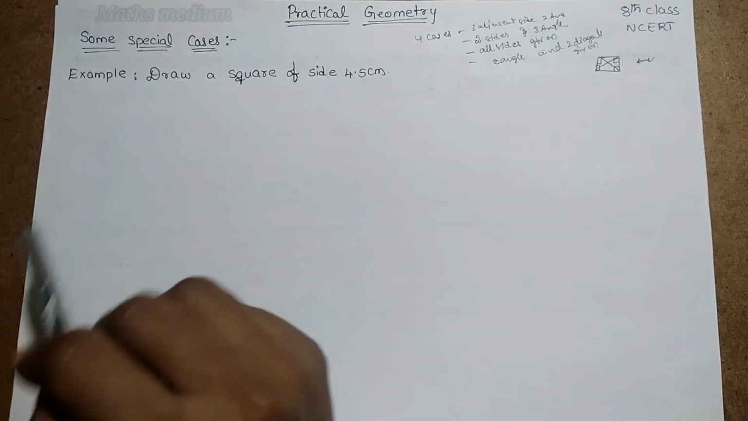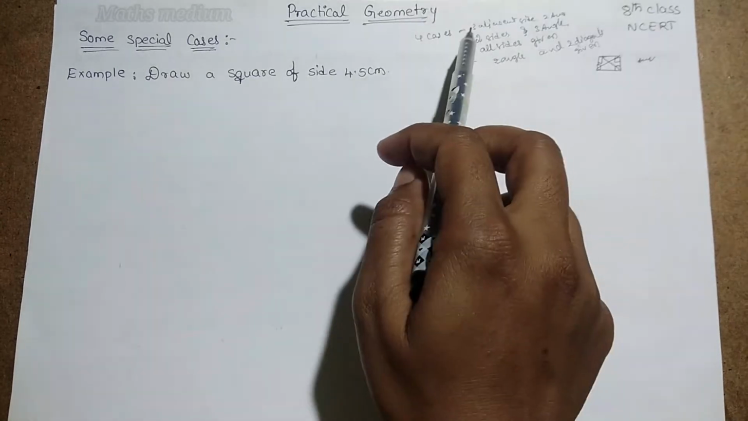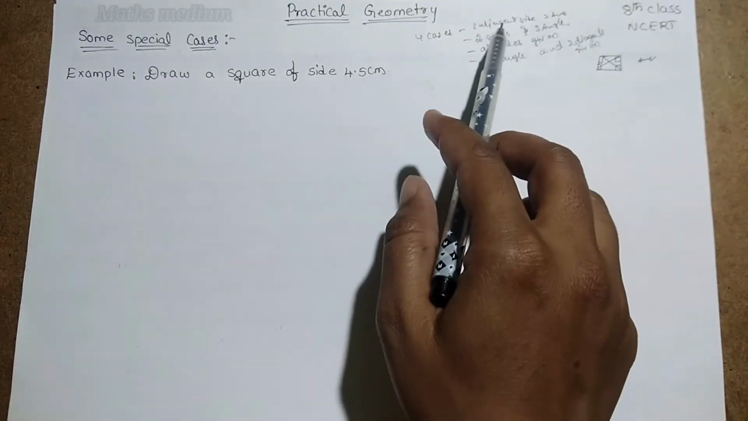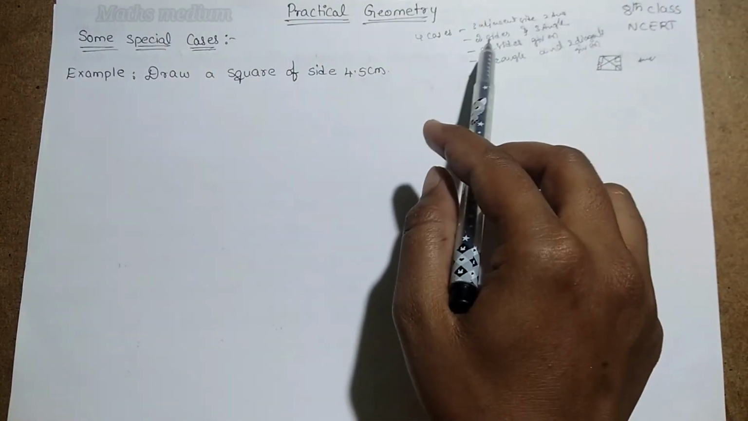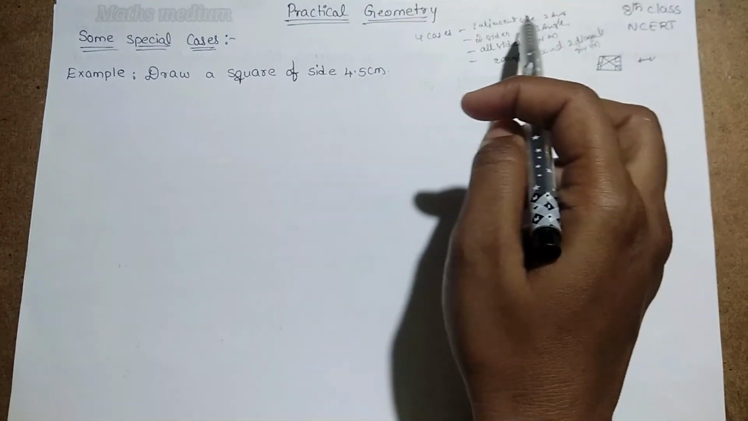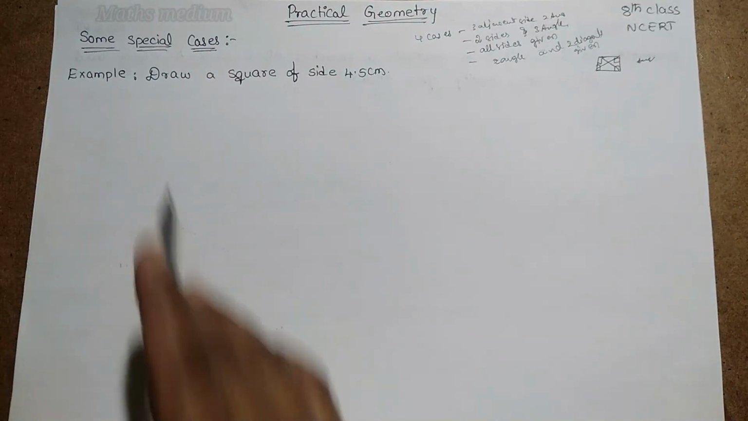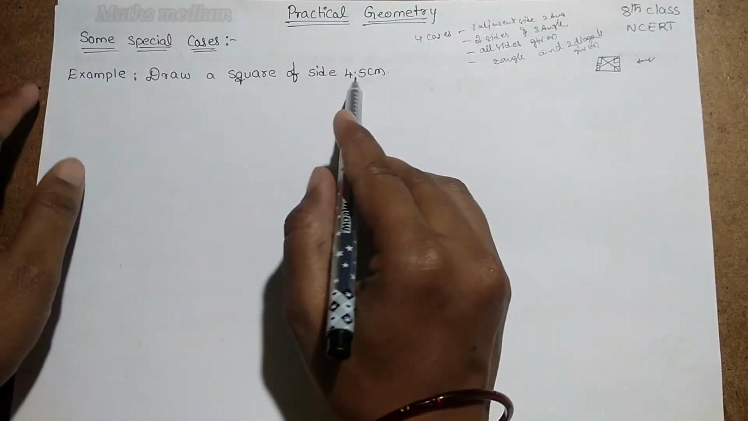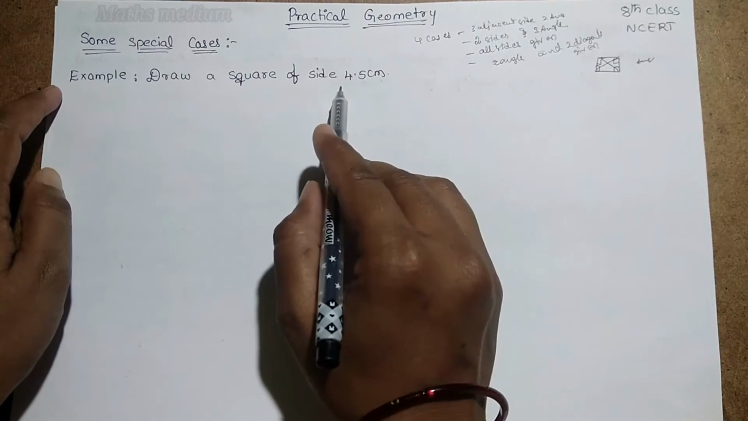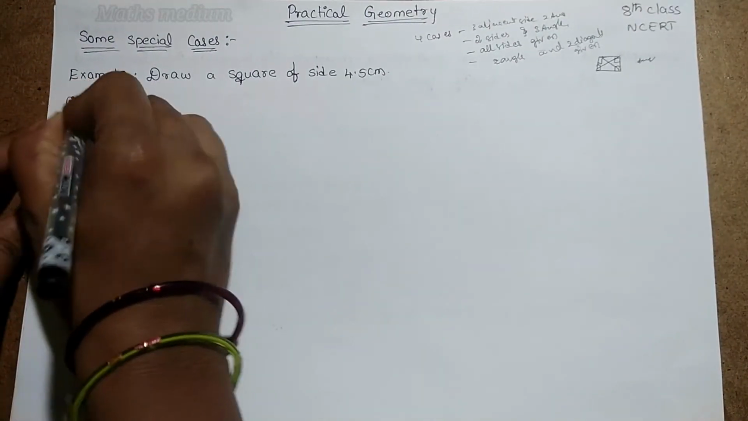So see here, draw a square of side 4.5. In previous cases we already know sides or angles, any of these having more than 2, either sides or angles. In this case we have only one side given, but we have to construct a square, that is also a quadrilateral. So now let's move into making a square. It is with 4.5 centimeters. We know the property of a square. So let's move into the answer.